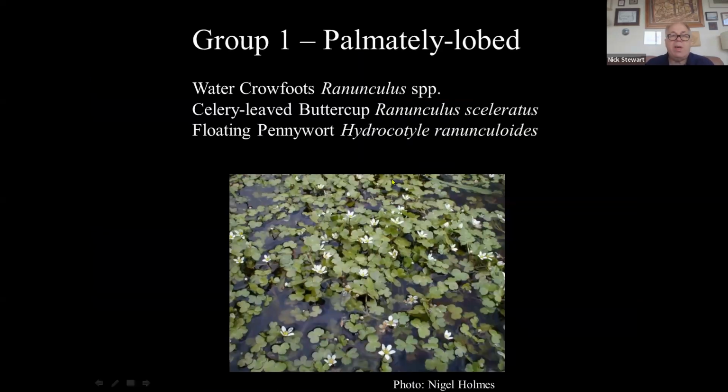So if we tackle the first group, the ones where the leaves are palmately lobed, they're essentially just a small group. There's the water crowfoots, and as I said before, I've dealt with those in another webinar, so I won't go into a lot of detail there. But you can see that it has a leaf which is quite divided with scallops around the edge. And there's another buttercup which also produces floating leaves, and I think called floating pennywort.